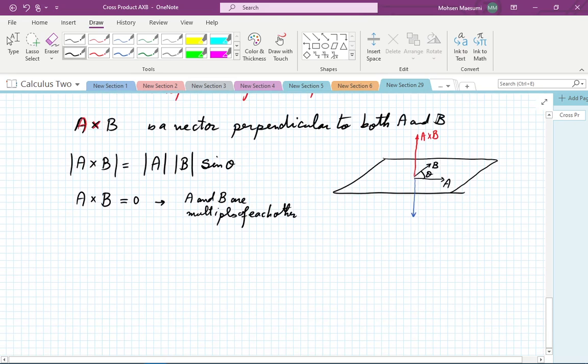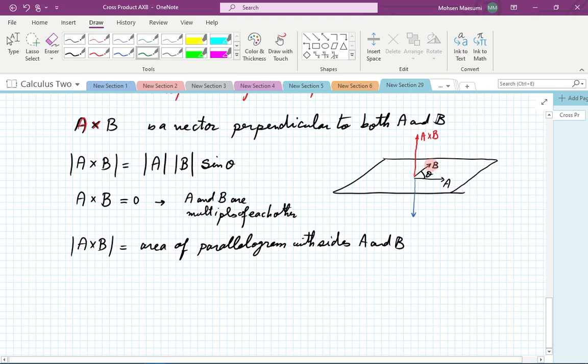One of the more interesting applications of this is that the absolute value of A cross B is equal to the area of the parallelogram whose adjacent sides are A and B. Meaning, if you go ahead and make a parallelogram with this, and here's the parallelogram, the area of this parallelogram numerically is equal to the length of the vector that we have. So that is a geometric property of this.